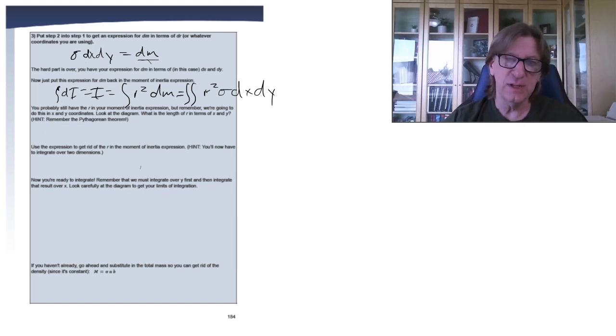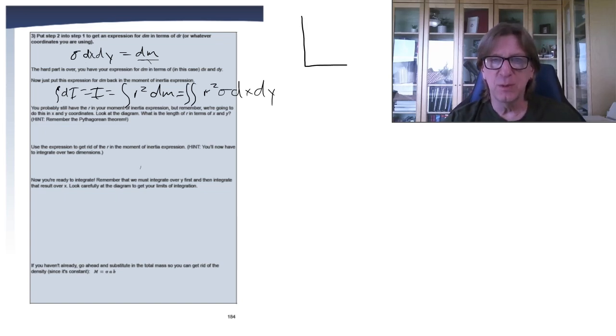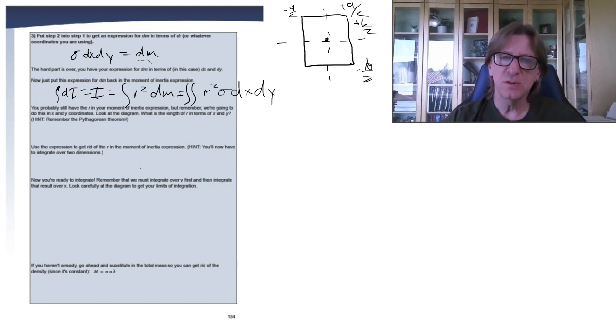I also need to have my limits of integration. Remember that we had centered our axis of rotation so that it was at the zero of our coordinate system. And so we were going from minus a over 2 to plus a over 2, and from minus b over 2 to plus b over 2. Okay, so those are going to be my limits of integration here. I don't really have room to write them, but we'll indicate it's minus a over 2 to plus a over 2, and then minus b over 2 to plus b over 2.